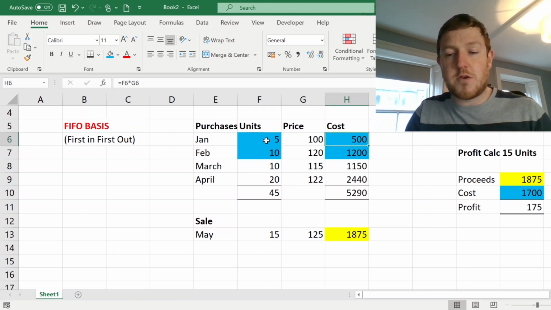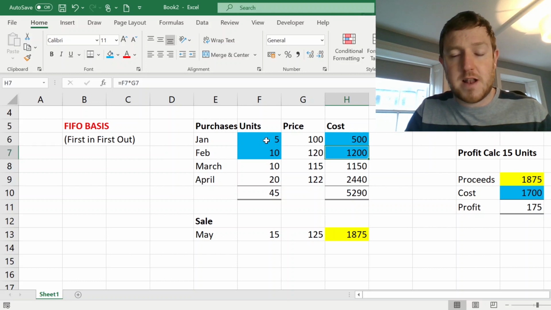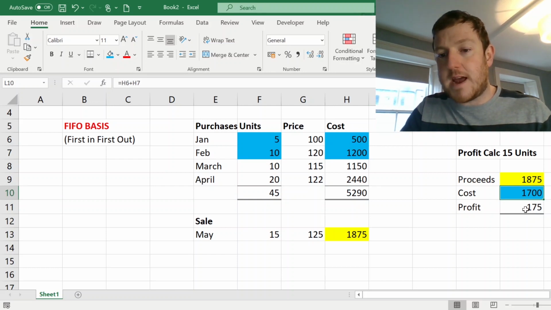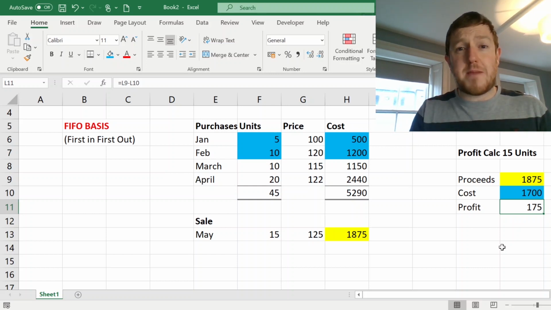I would take the cost of the two of these together. So the 500 plus the 1200, and that equals my 1700 I have in my profit calculation over here. So I can see here I made a profit of 175 on those 15 units. So I hope that makes sense, and that's how you basically calculate your profit if you have just disposed of a little part of your holding in an ETF. That's how you go about it.